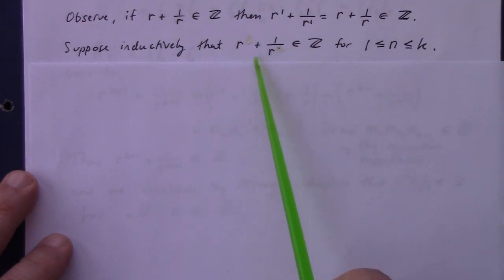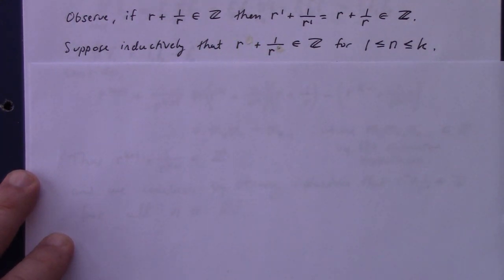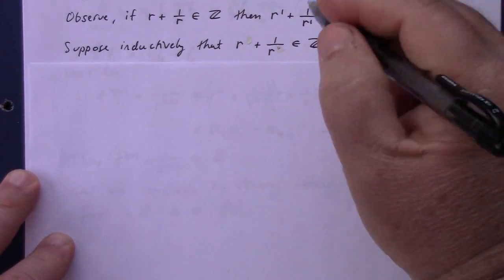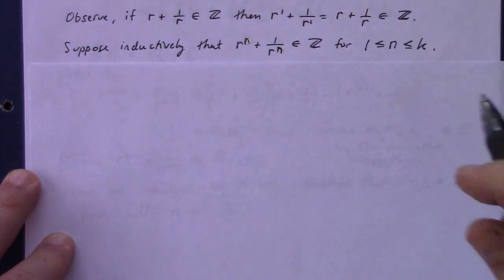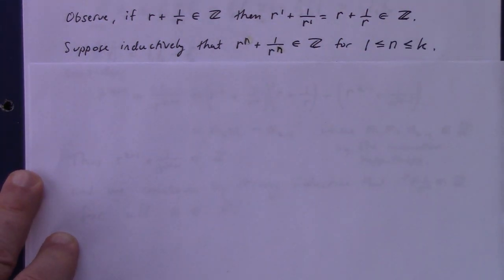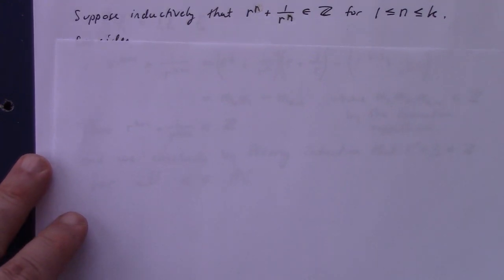Suppose inductively that... Oh, I probably should actually write n there, huh? n. There we go. Suppose that r to the n plus 1 over r to the n is an integer for every n between 1 and k. All right, this is a strong induction proof. So we assume all those cases.